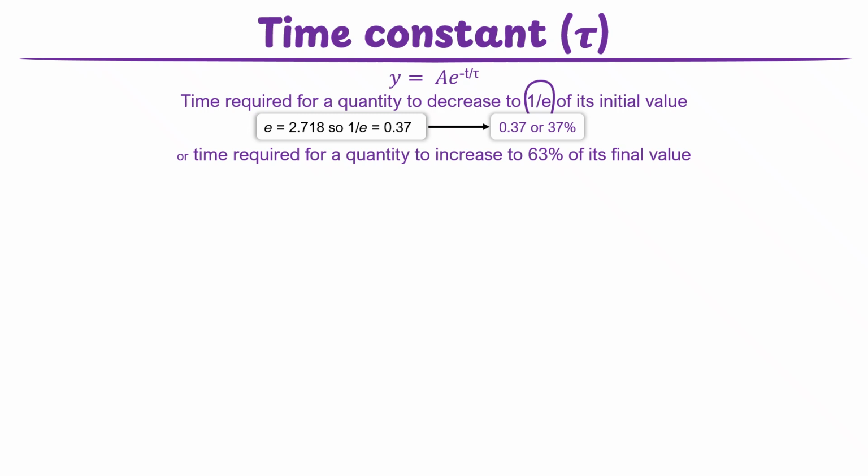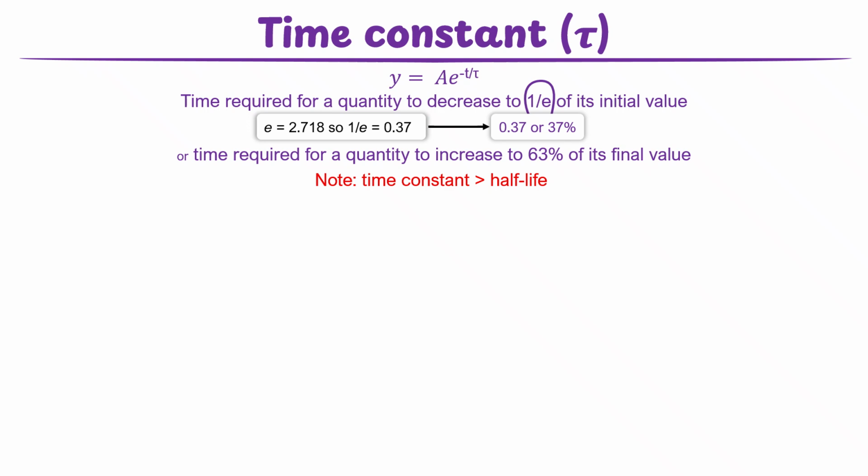Notice that the time constant is always longer than the half-life for the same exponential process. That's because the quantity has to fall further to about 37% rather than 50% before the time constant is reached.